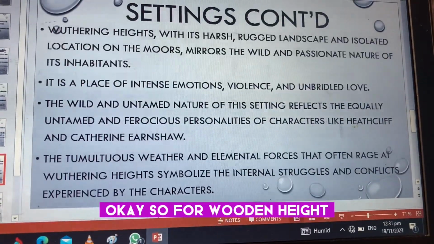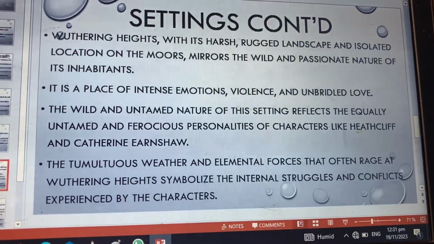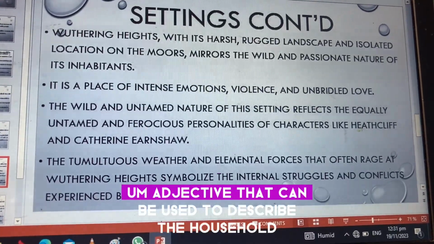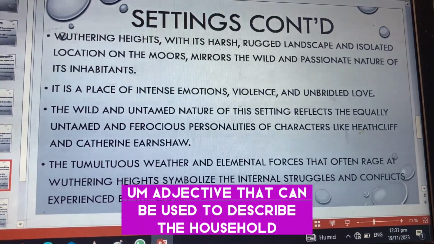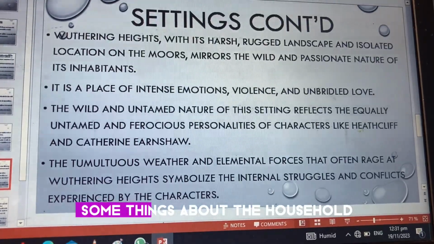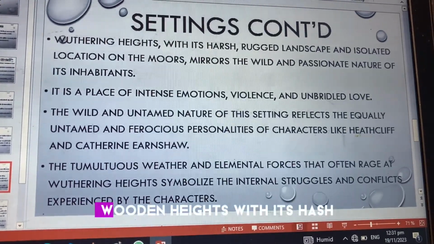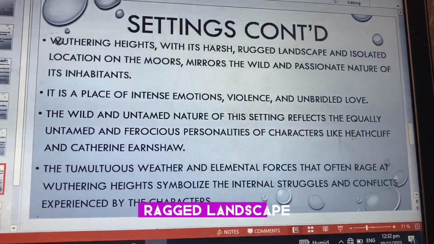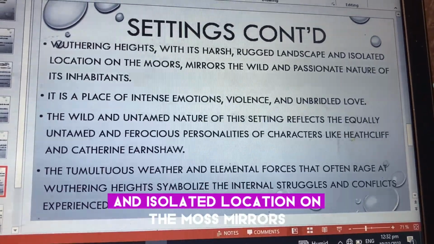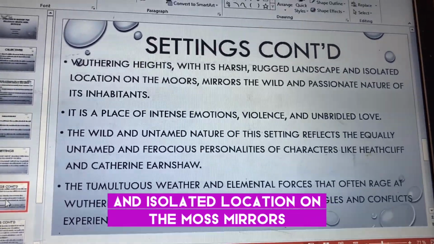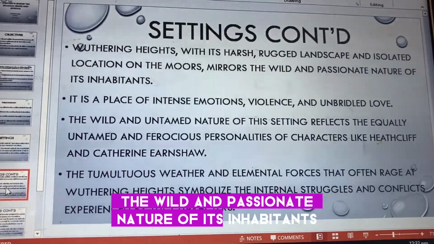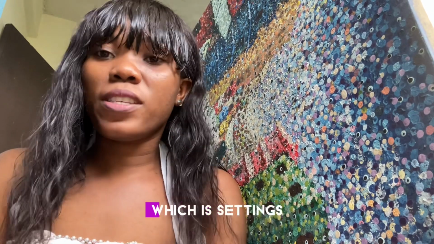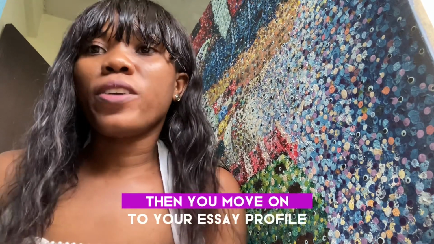For Wuthering Heights, I would like to state some adjectives that can be used to describe the household, some traits, some things about the household. Wuthering Heights, with its harsh, rugged landscape and isolated location on the moors, mirrors the wild and passionate nature of its inhabitants. So when you are done defining your keyword, which in this case is settings, then you move on to your essay proper.